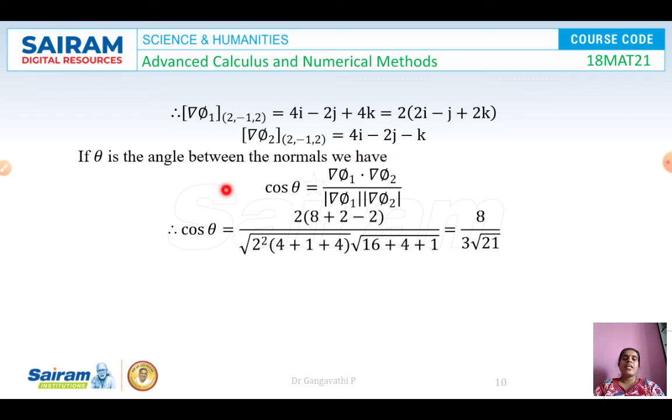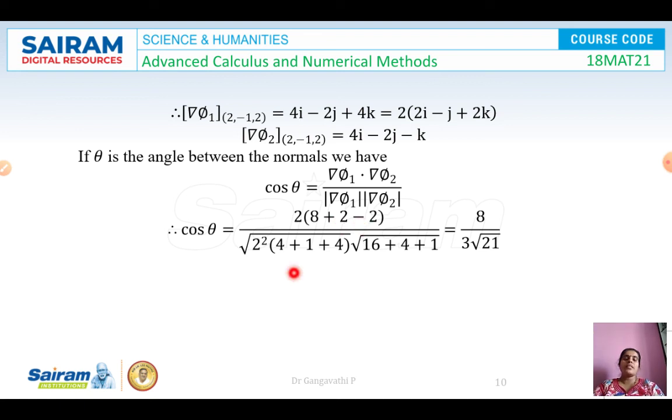And if theta is the angle between the normals, which is defined as cos theta is grad phi 1 dot grad phi 2 by modulus of grad phi 1 into modulus of grad phi 2. So substitute for them and you have to perform the dot product between these two vectors. This is one vector and this is another vector. When we do the dot product, i dot i becomes 1, j dot j becomes 1 and k dot k becomes 1. And we get 2 into 8 plus 2 minus 2.